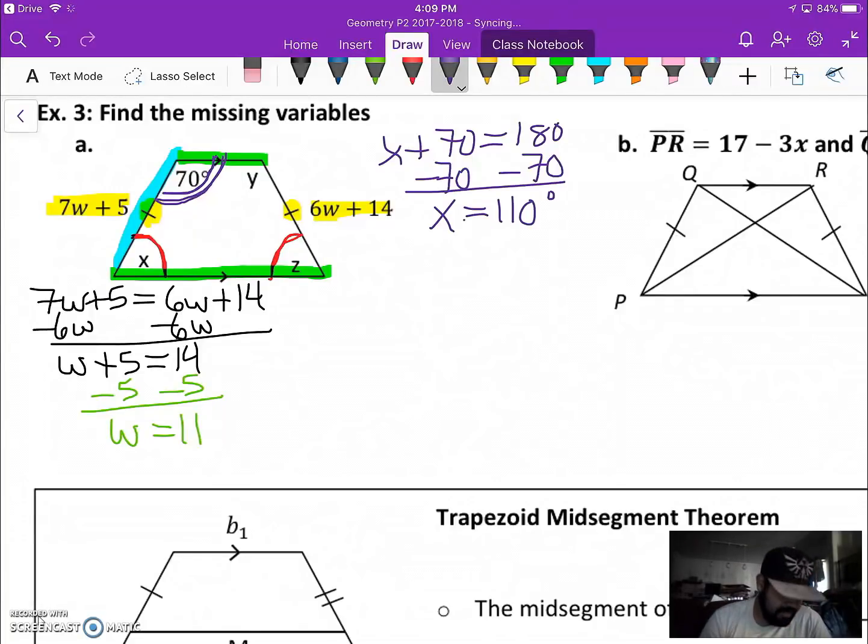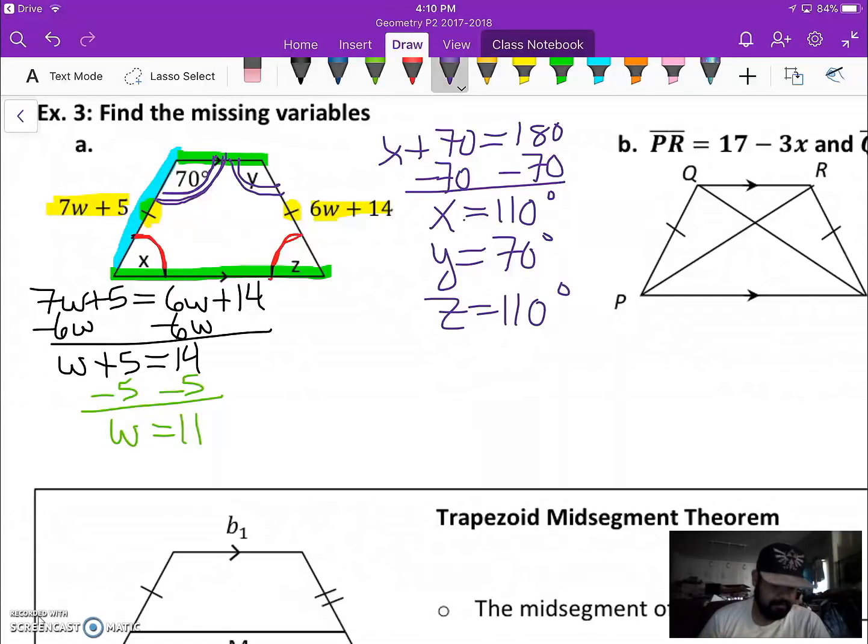Now since we know that 70 and y are congruent, we also know that y is also 70. And then we go back and find that z is also 110 degrees. And there you have it. Now these are all involving the sides of your isosceles trapezoid as well as the angles.